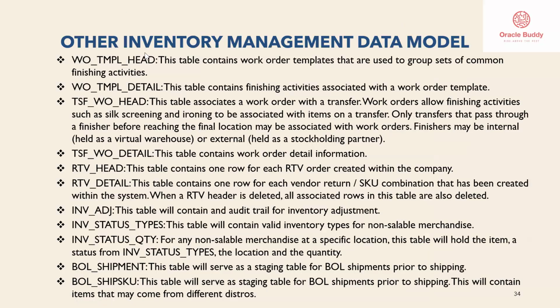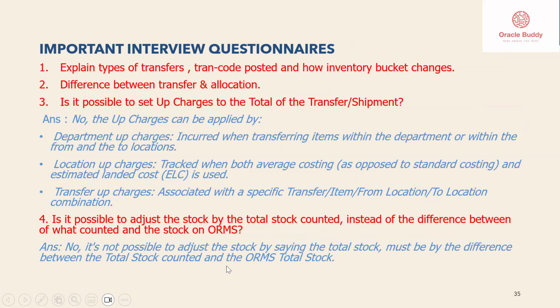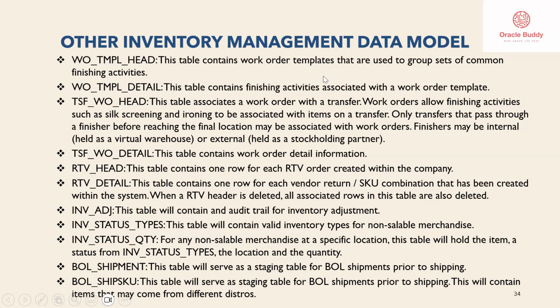Next are some other inventory management data models. Here are a few important tables related to inventory management, like RTV head, RTV detail, inventory adjustment, inventory status quantity, BOL shipment, and BOL ship SKU. So all these are the inventory management data model related tables. Please go through these tables and check them in your database to get more information, and refer to the data model provided by Oracle to get more information on the columns.